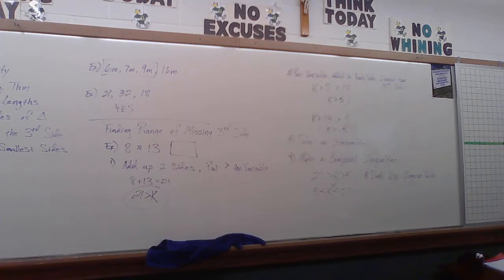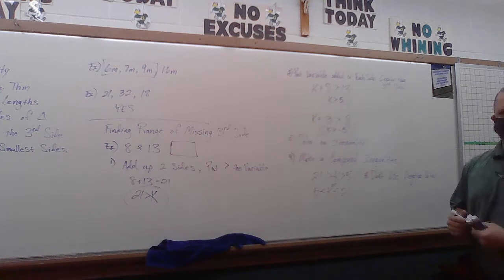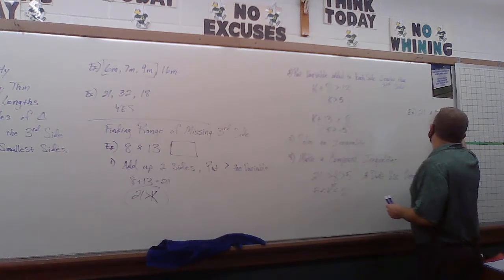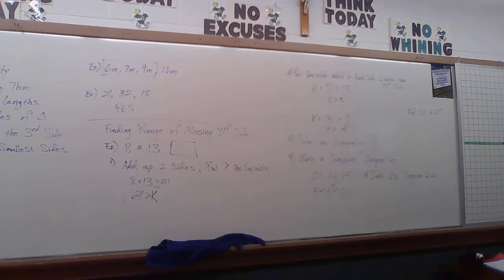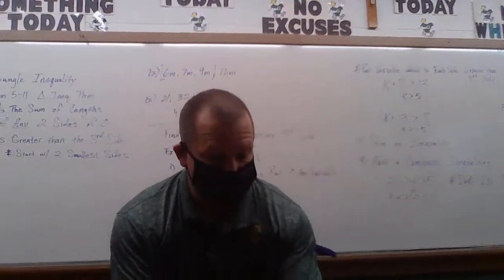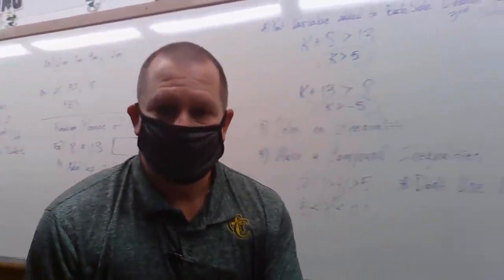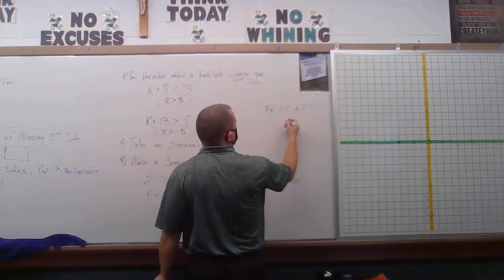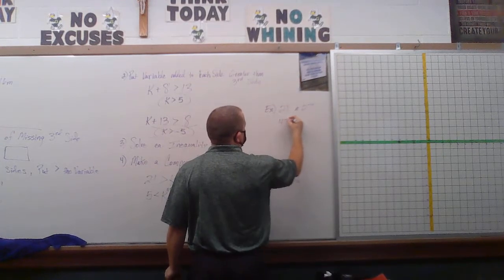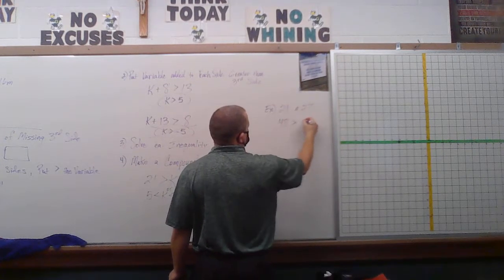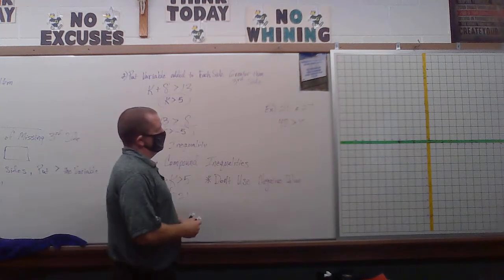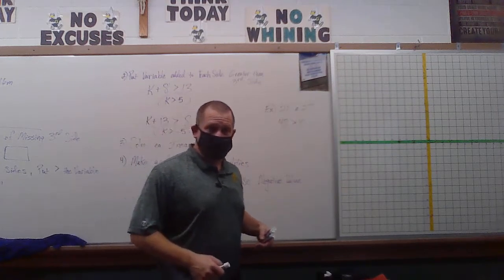So, let's try one out. Let's do 21 and 27. All right? So, what are we going to do? Add them up. 21 plus 27? 48 has to be greater than some variable. Now what? Try it out. See what you get. Work out the rest of the problem.